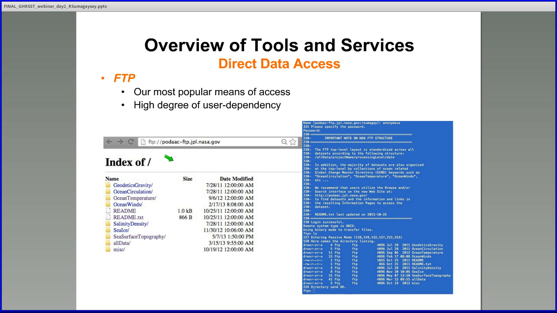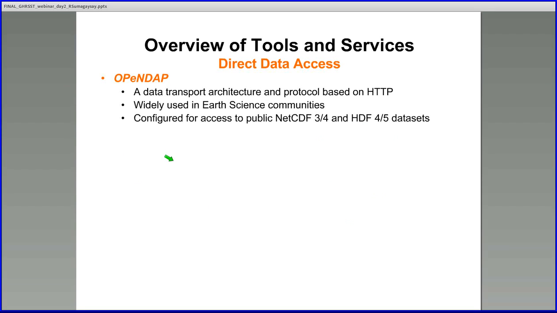Unix command line. The only disadvantage of this is that if you wanted to only get a subset of the data, you would actually have to download the entire data file. And so that would require you to have a fairly large amount of storage on your desktop. So the next direct data access provides a solution where you can subset only a certain region for you to download. And this is via OPeNDAP.